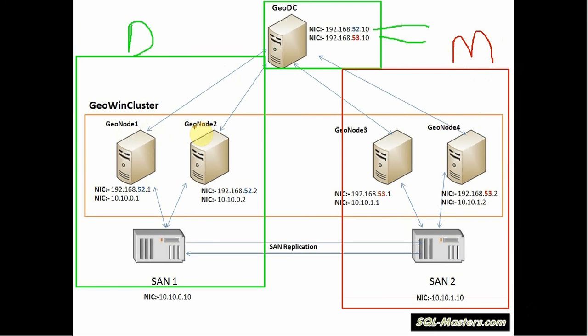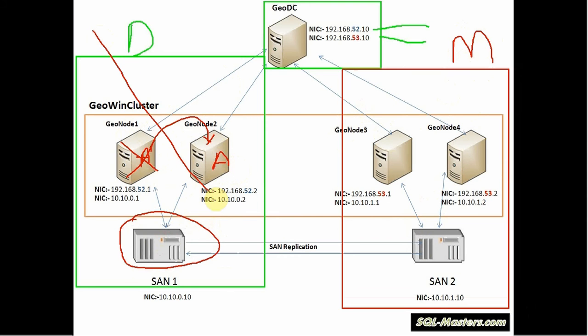We have GeoNode 1 and GeoNode 2 at Delhi data center, and one storage, that is SAN 1, and GeoNode 3 and 4 and SAN 2 storage at Mumbai. So we have our SQL Server services running over here at GeoNode 1. If this node goes down, SQL Server services will jump to GeoNode 2 and the services will be up. We are happy, everyone is happy, because we have our data available, we have our application running.